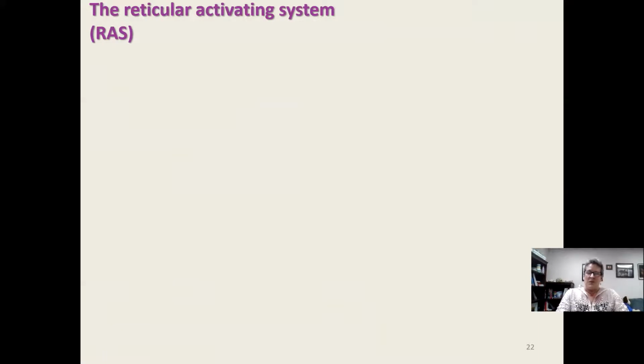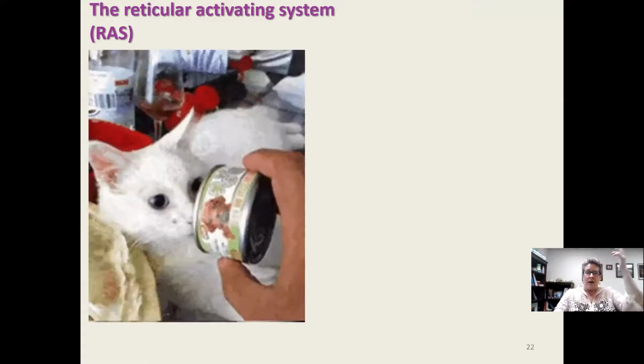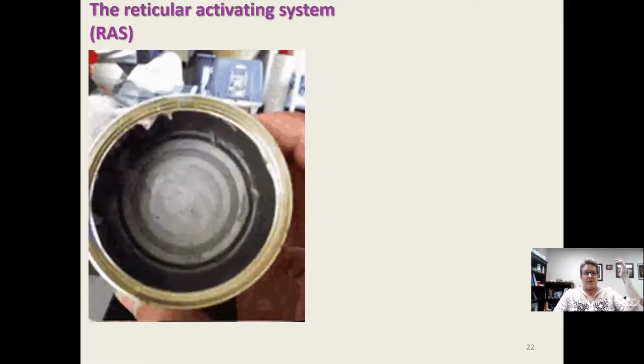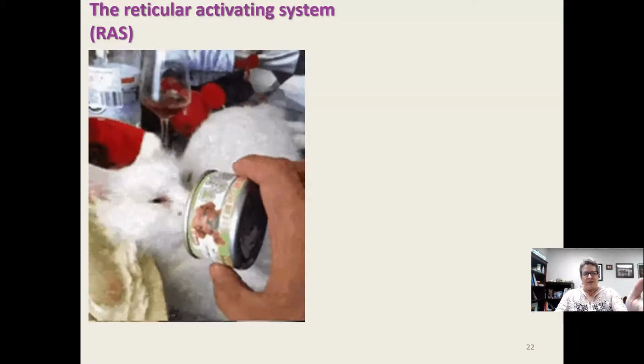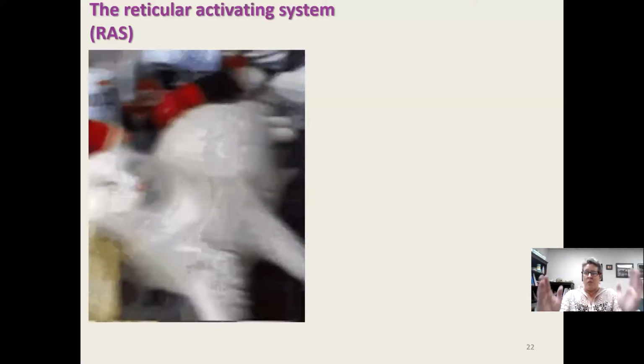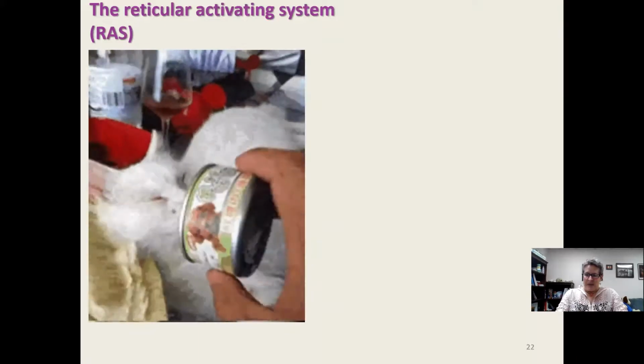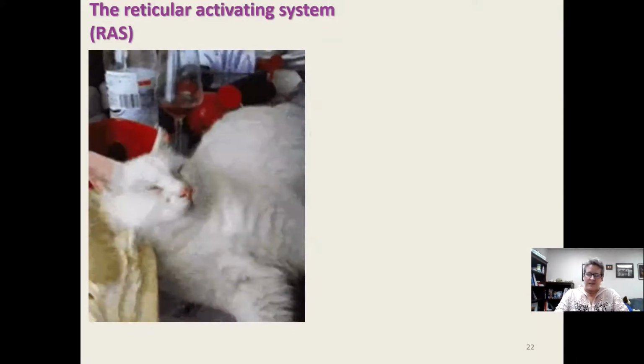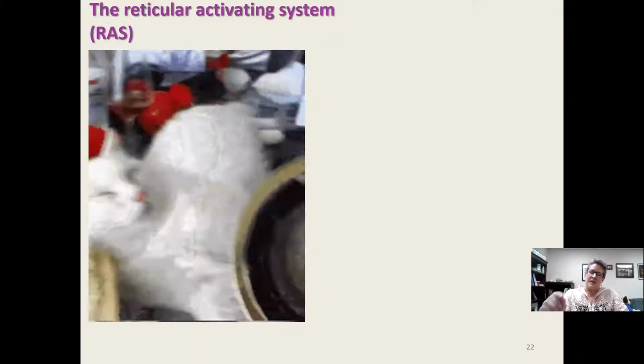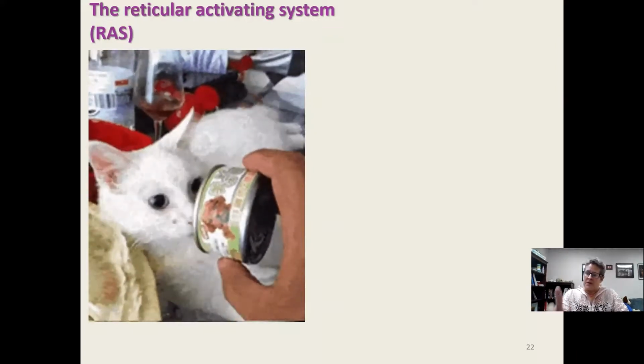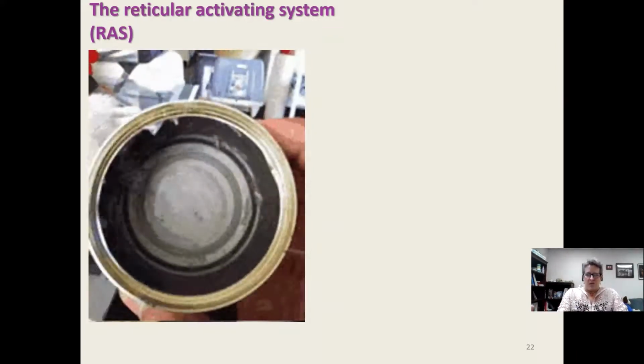However, if I go into the pantry and get out a can of cat food and ever so quietly pop that can open, all of a sudden, the cat will awake. So, sleeping cat smells important stimulus, awakened cat. Okay? This is your reticular activating system. You sense a stimulus that you attributed to be important enough to wake up from, and it rouses you.